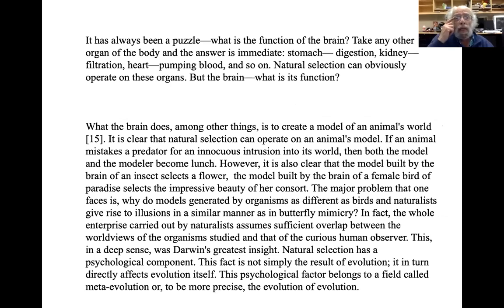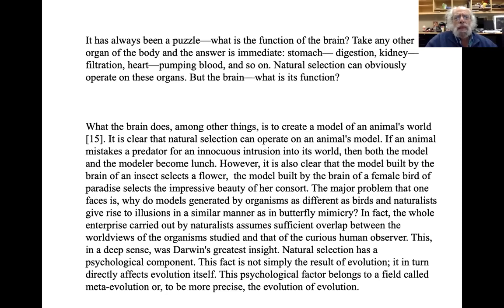Now, this is me talking. It has always been a puzzle. What is the function of the brain? Take any other organ of the body, and the answer is immediate: stomach, digestion; kidney, filtration; heart, pumping blood; and so on. Natural selection can obviously operate on these organs. But the brain, what is its function?